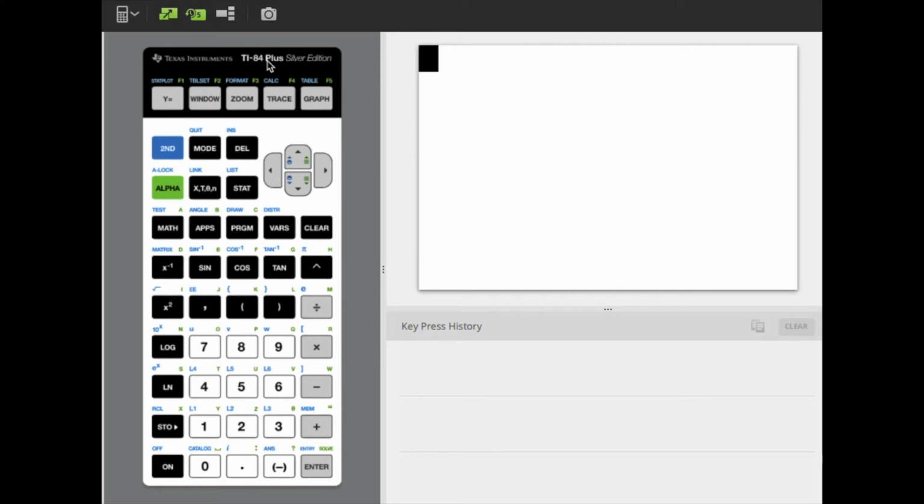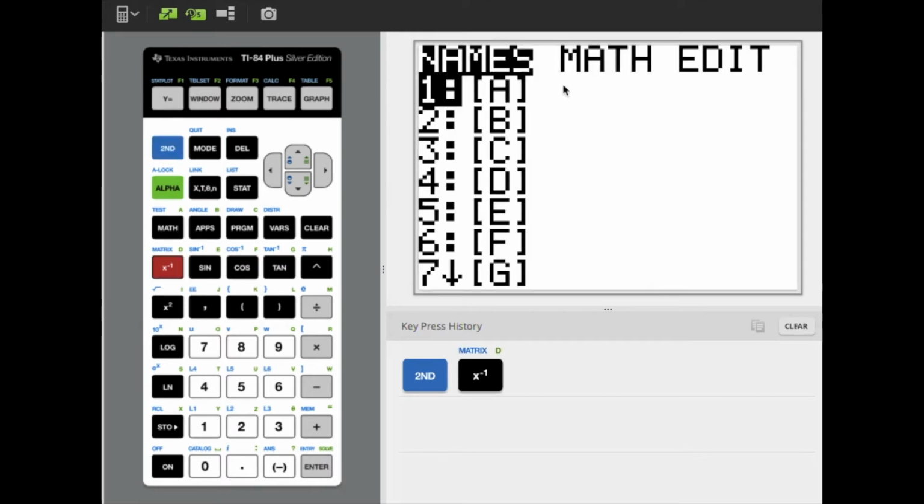TI-83 Plus, they're all the same kind of thing. So you'll see my output screen here, and then you'll see the buttons that I press pop up down there if you want to look at that. On top of x to the negative 1, you're going to see matrix, and in my calculator it's in blue. Some of you it might be in yellow. That just indicates you're going to press second and then that button. So second, x to the negative 1 to pull up matrix. And this is what it looks like when you do that.